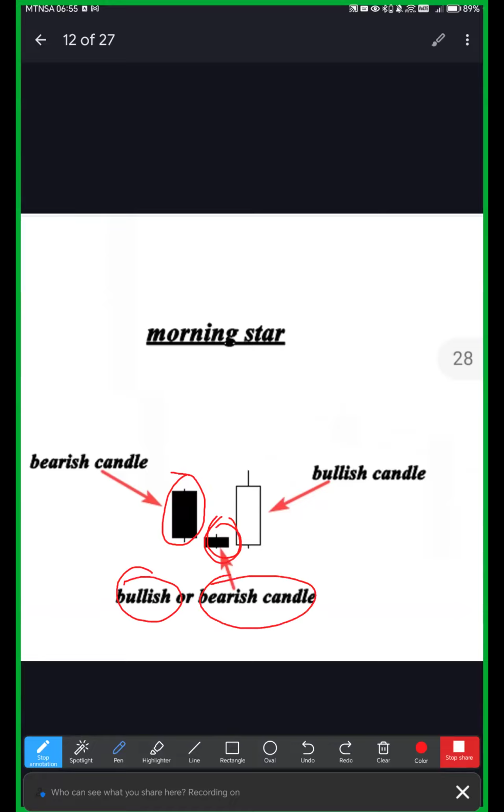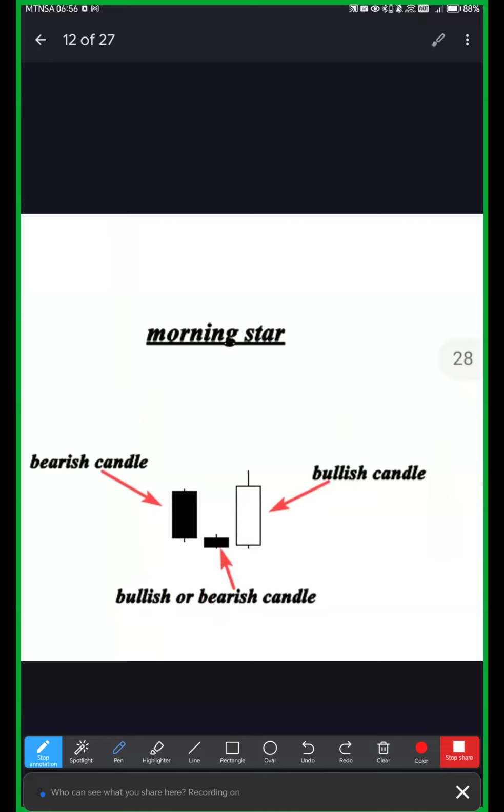When I say bullish, I'm talking of a buying candle. It can be a buying candle. It can also be a selling candle. It can be green. It can be red. This candle in the middle is a small candle. What does this mean? The second candle is small. It means that sellers are still in control. Sellers are still in the market, but they are failing to push the price further down.